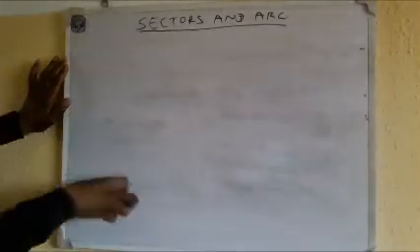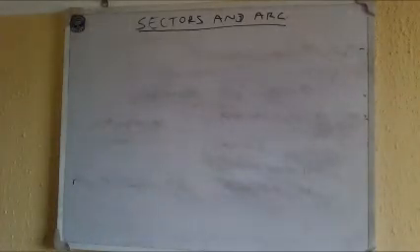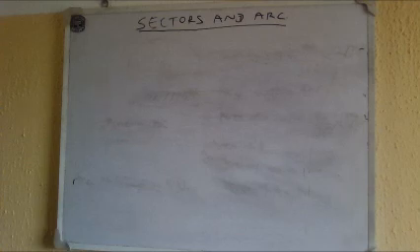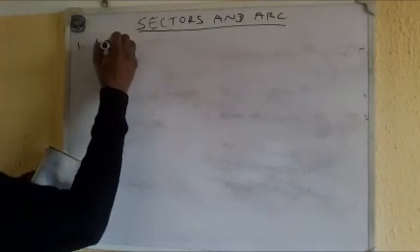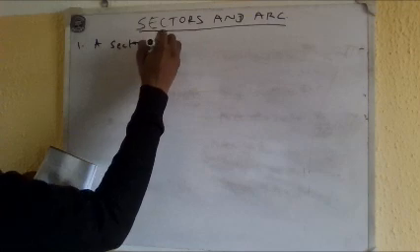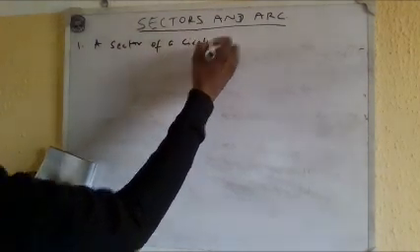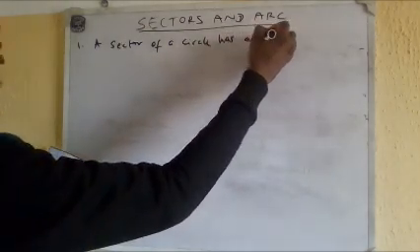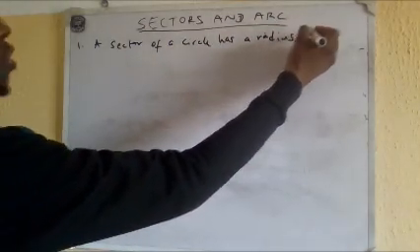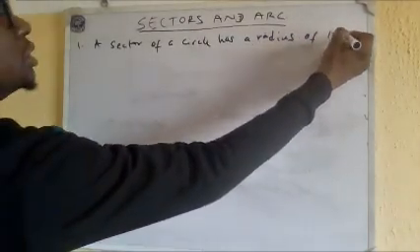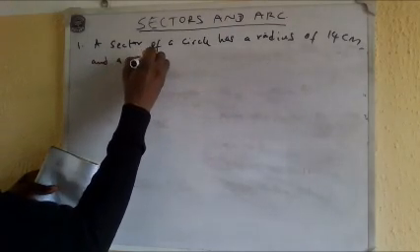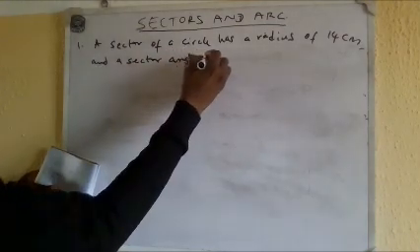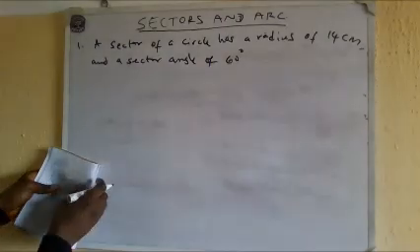Okay, so let's quickly solve this. Number one example, it says a sector of a circle has a radius of 14 cm and a sector angle of 60 degrees.